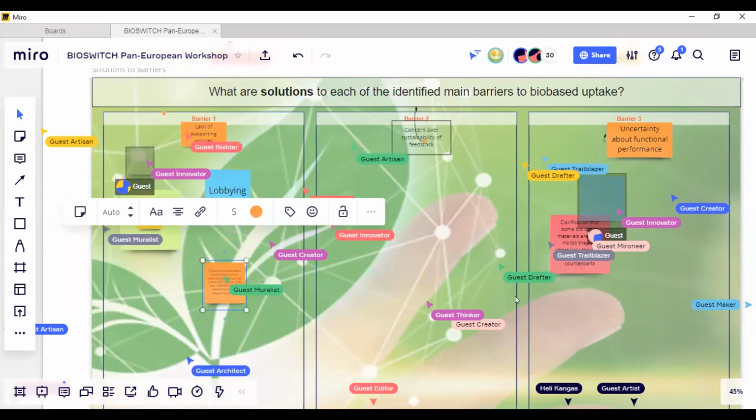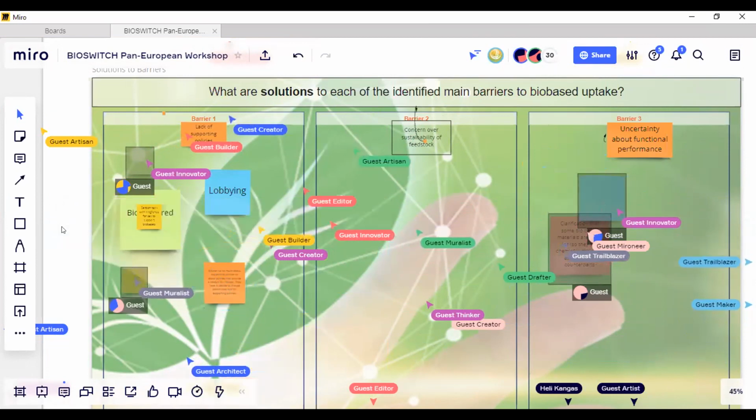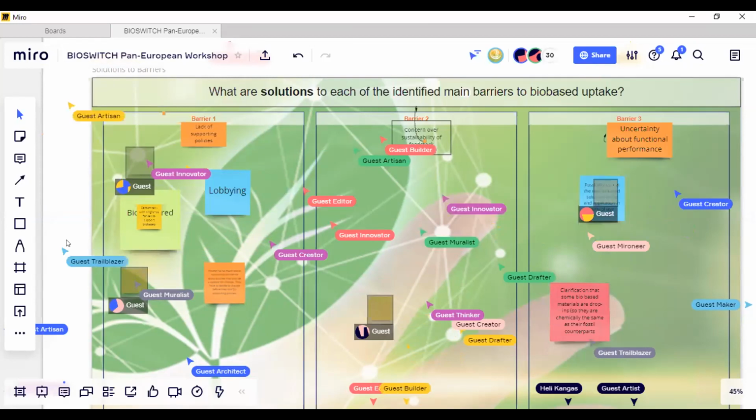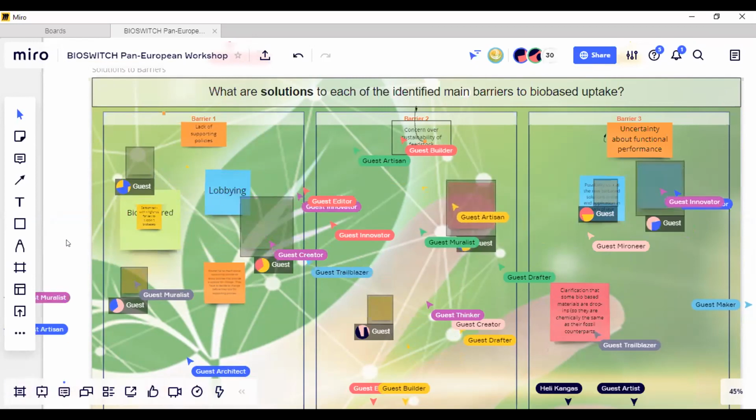And I think 2 of these are new barriers versus the barriers indicated during the Pan-European survey. So lack of supporting policies and concern over sustainability of feedstock are new issues that weren't highlighted as prominently during the Pan-European survey. And certainly functional performance was one of those that was highlighted.